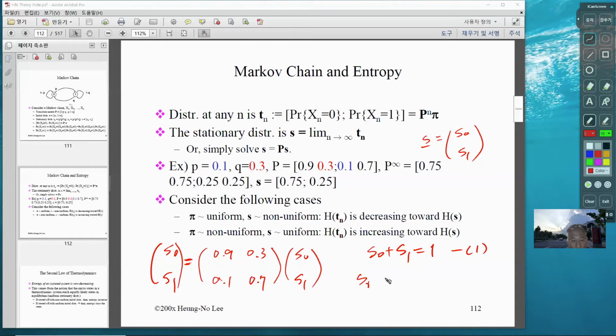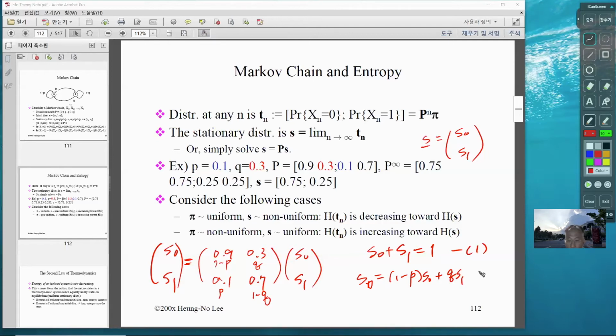S0 is equal to, probably we use, so this part is 1 minus P, and Q, 1 minus Q. So we use that general form to find out what the stationary distribution expression looks like using P and Q. So S0 is equal to 1 minus P times S0 plus Q times S1.